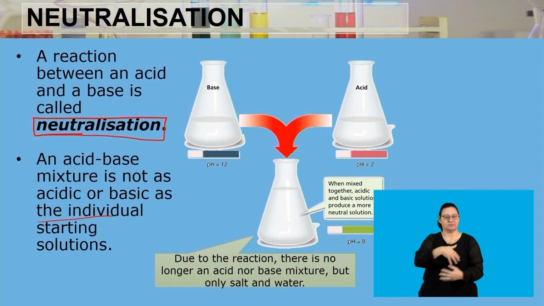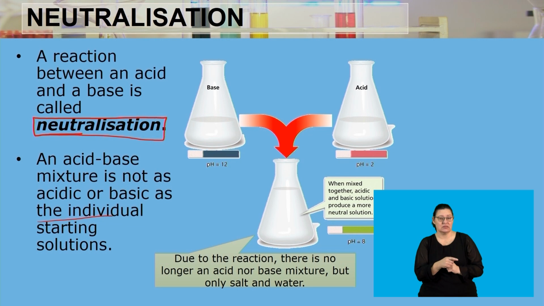So if we have a strong base and a strong acid, the product formed there will not be either a strong base or a strong acid. It is going to be a neutral substance because we have strong and strong. Strong versus strong will neutralize each other. So we are saying that the mixture is not going to be as acidic or basic as the individual starting point. So if the starting point were strong acid and strong base, the product will not be a strong acid or a strong base. Right.